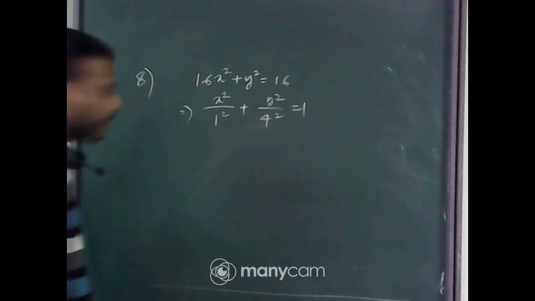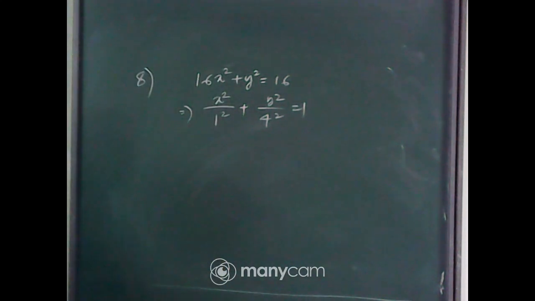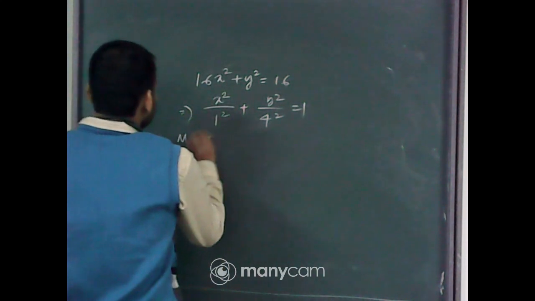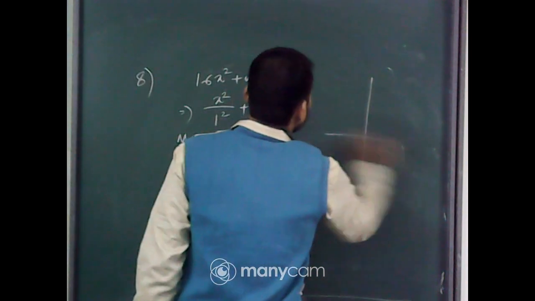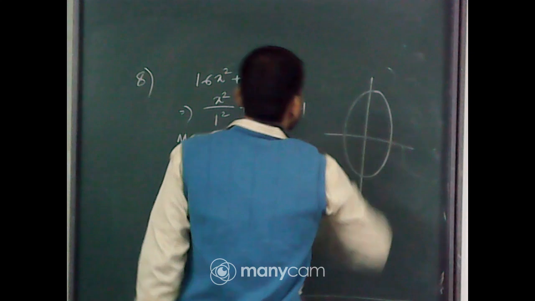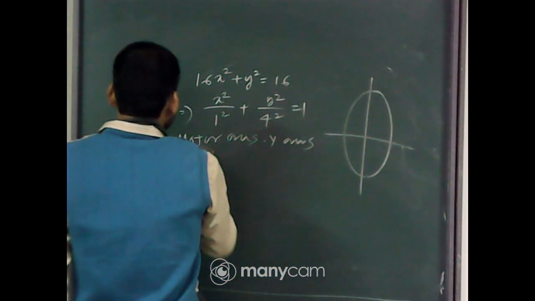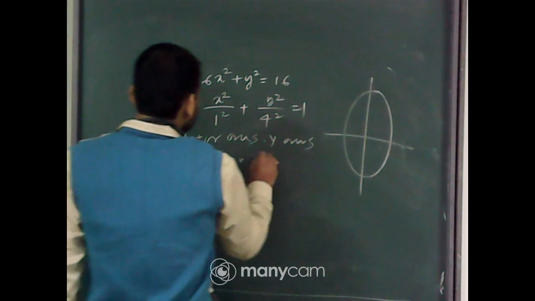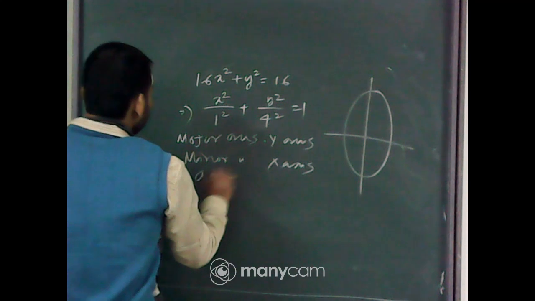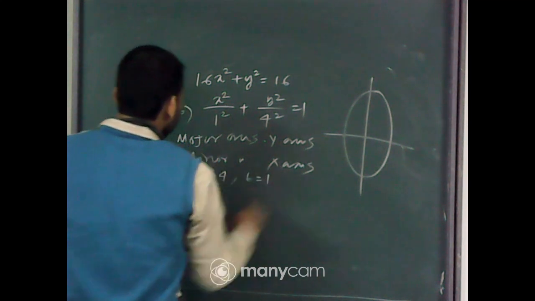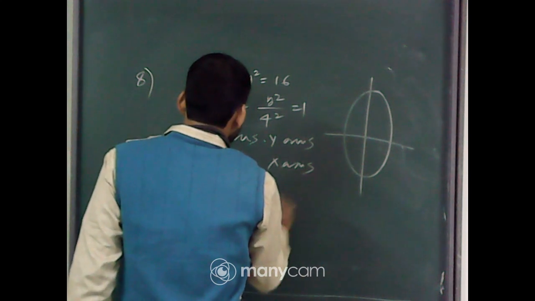So again here the denominator of y square is greater than the denominator of x square. So the major axis, again the figure is of this type. Major axis is the y axis, the minor axis is the x axis, and a equals 4, b equals 1. Now the value of e, root over 1 minus b square by a square.